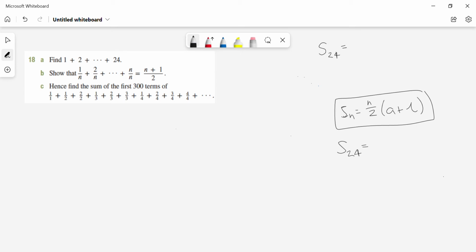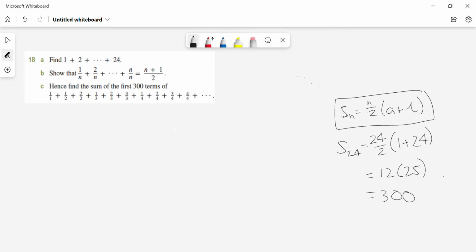got 24 on 2, which is 12. Our first term is 1, our last term is 24. So you can see we've got 12 lots of 25s for that one, which is 300. So we know that's 300. Do that for a second.